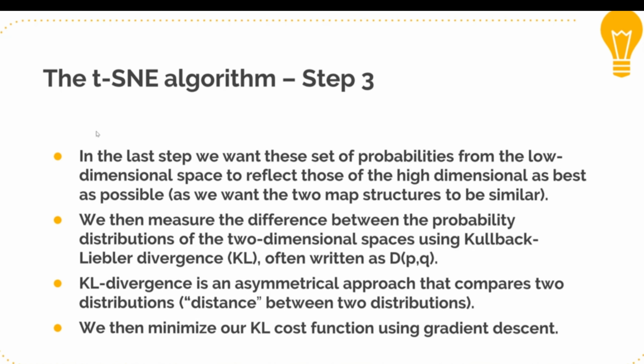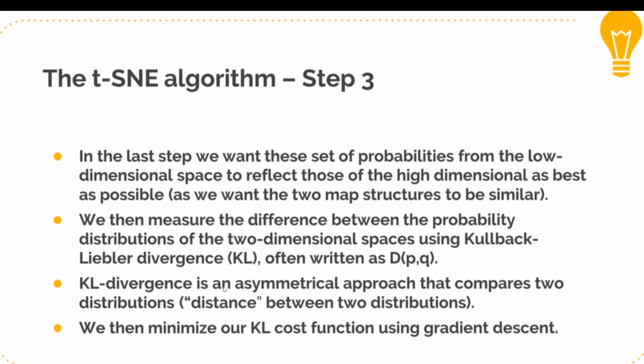So moving on to step 3, the last step: we want the set of probabilities from the low dimensional space to reflect those of the high dimensional space as best as possible, as we want the two mapped structures to be similar. We then measure the differences between the probability distributions of the two dimensional spaces using the Kullback-Leibler divergence, the KL divergence, which is often written as KL(P||Q), okay?